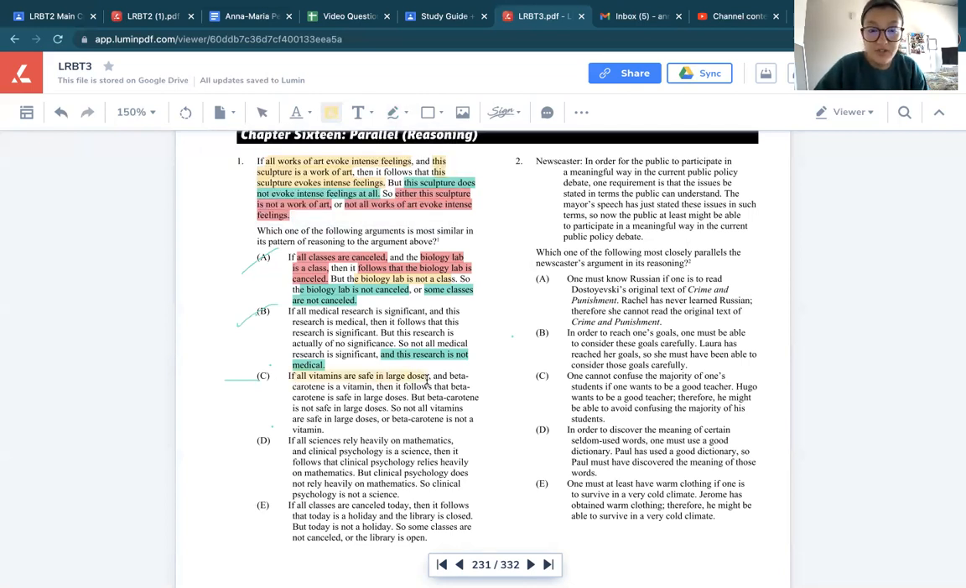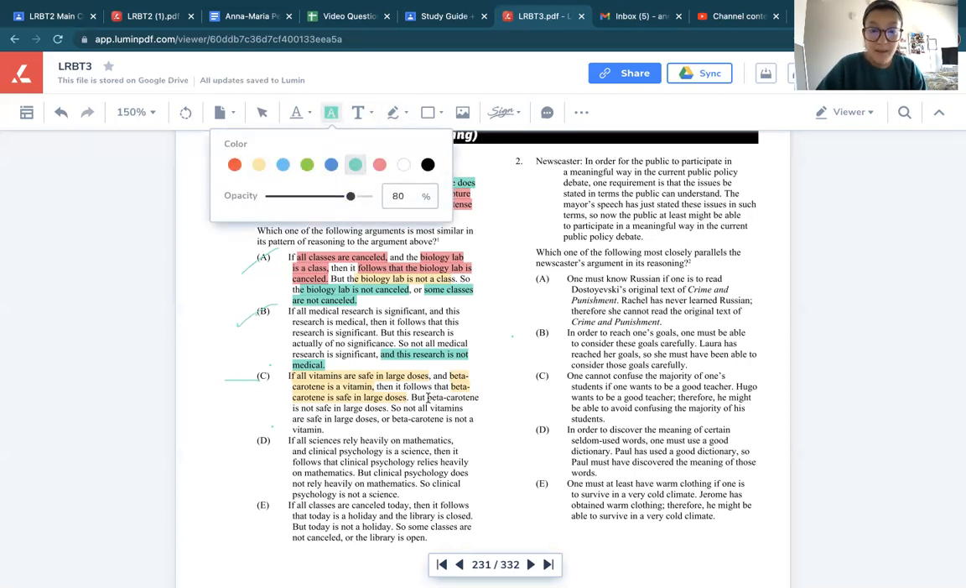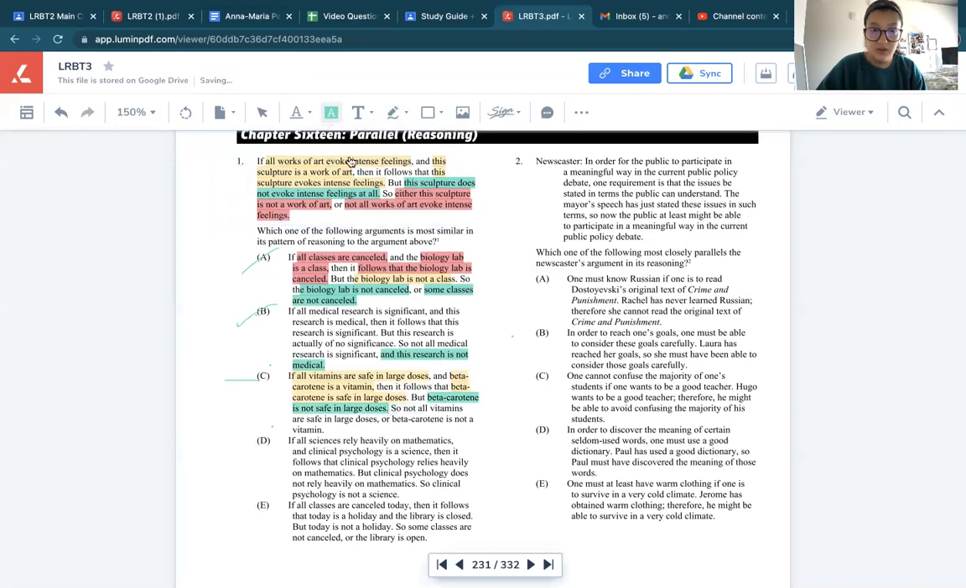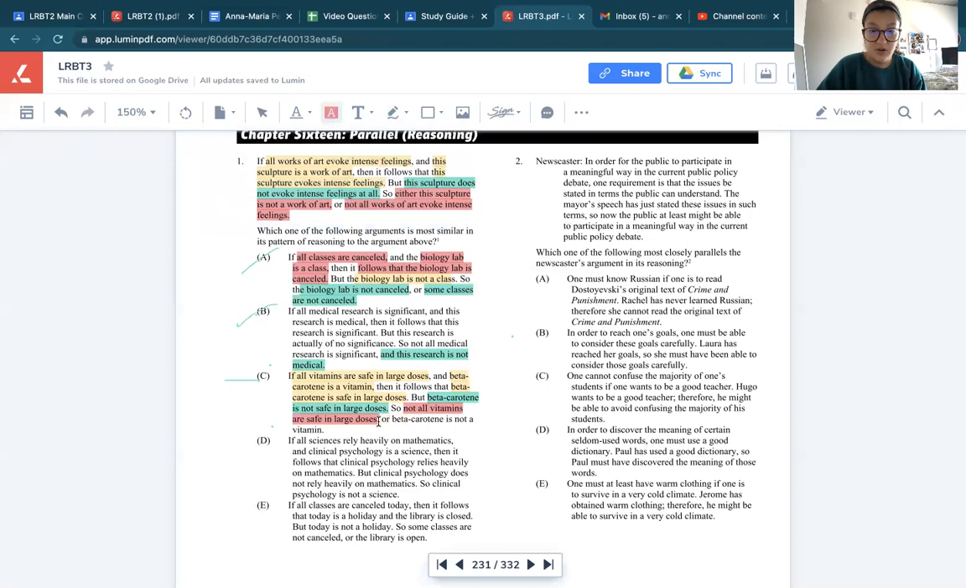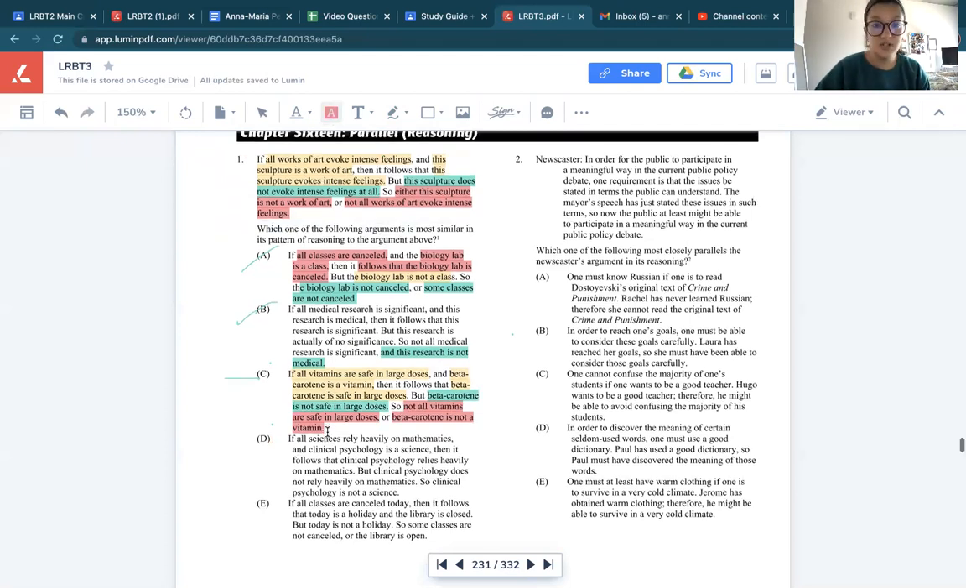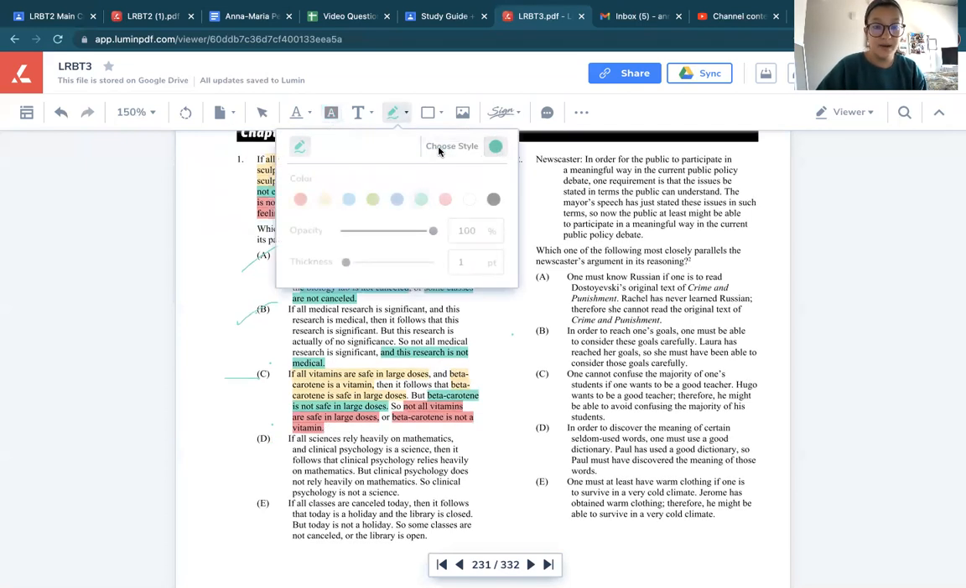So all vitamins are safe in large doses. Beta-carotene is a vitamin. Beta-carotene is safe in large doses. It follows almost the exact same wording structure as the stimulus. And then it says, but beta-carotene is not safe in large doses. And then because of that, not all vitamins are safe in large doses, or beta-carotene is not a vitamin. I really like that. But let's go on to the next option and see if there's any better ones.